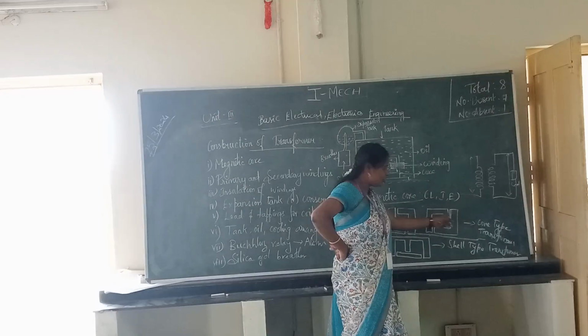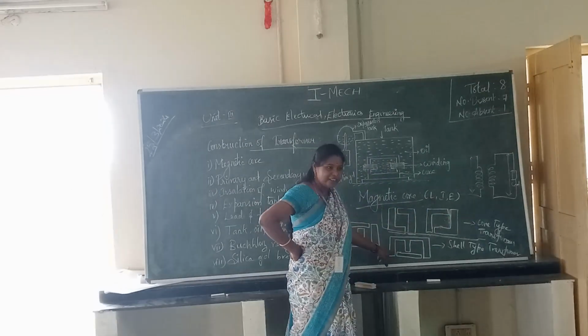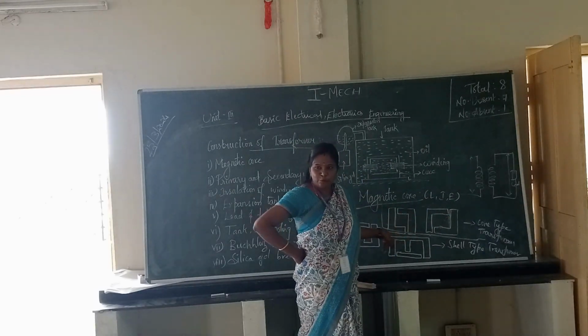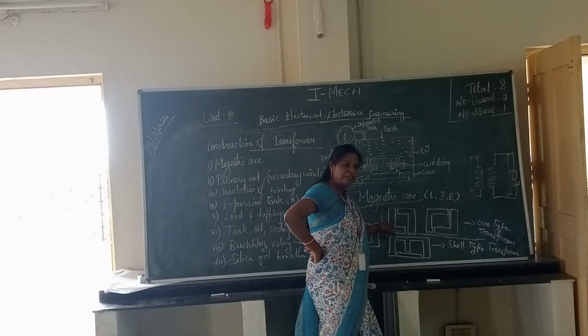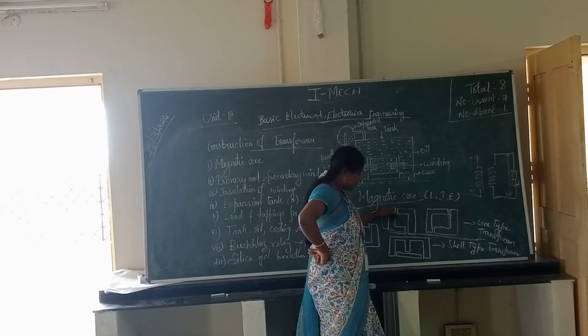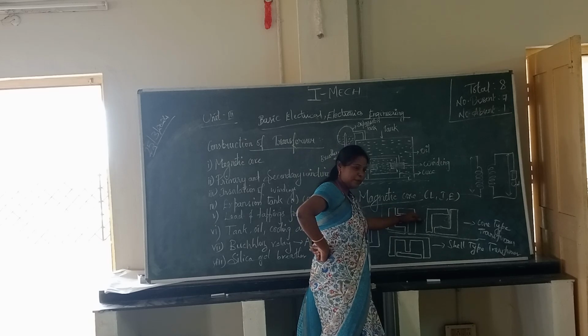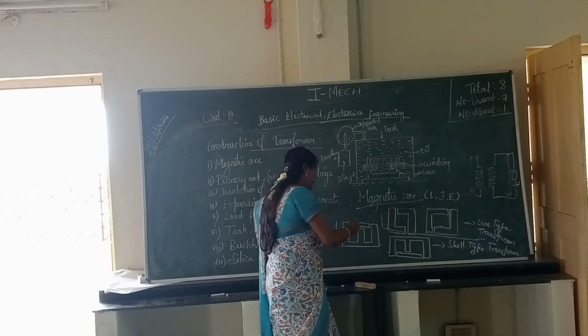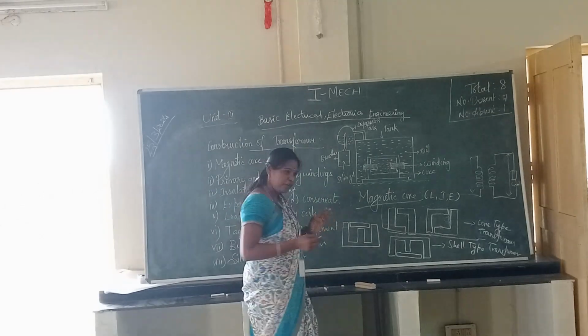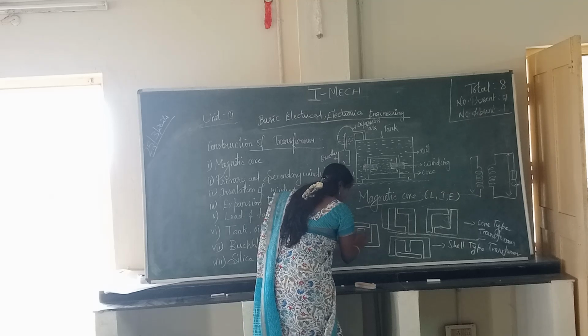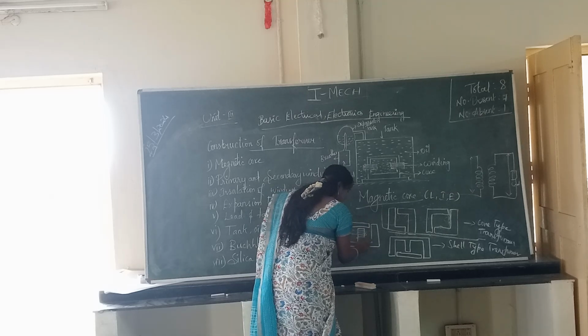One is the core type, and this again is a shell type core transformer. Okay, right? So here the primary winding is wound on this part, and the secondary winding is wound on this part. Similarly here, the primary winding and secondary winding will both be wound on the center. Okay, but they are isolated. So primary winding like this, and secondary winding like this.